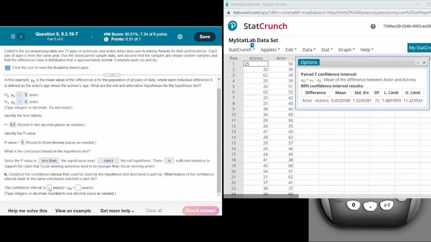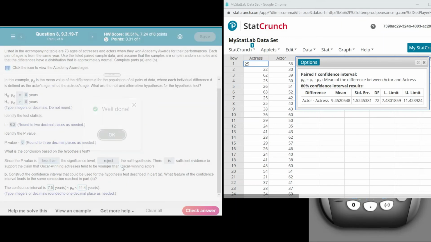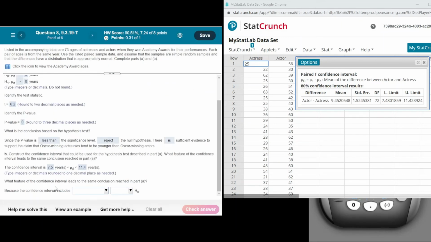It's only containing positive values. And blah, blah, blah. And now we have reached the lame part of statistics. So 1 decimal, this is 7.5, 11.4. Well done, blah, blah, blah. Let's see, what feature does confidence, whatever. I'm going to choose the same thing and reject. And it only includes positive values.